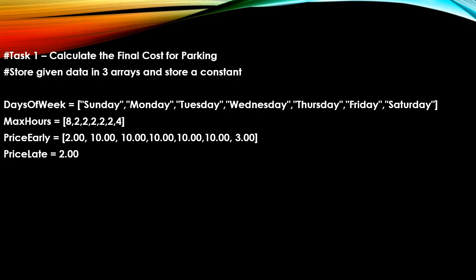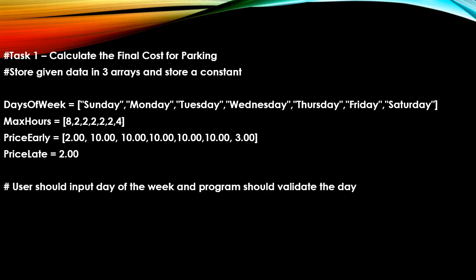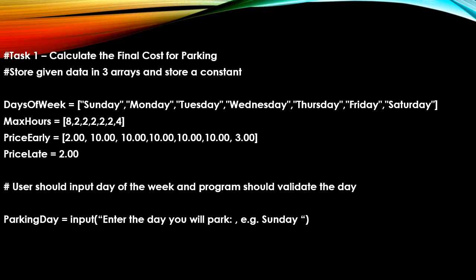It's time to start taking some user input. The first piece of user input is the day of arrival. So what day is the user coming? We're going to make a parking day variable, and the person will type, for example, Sunday or Monday or Tuesday or Wednesday or Thursday or Friday or Saturday. Now we want to validate that the user has typed exactly one of those 7 values. So we're using some type of lookup validation. And whenever we validate, we use a while loop.